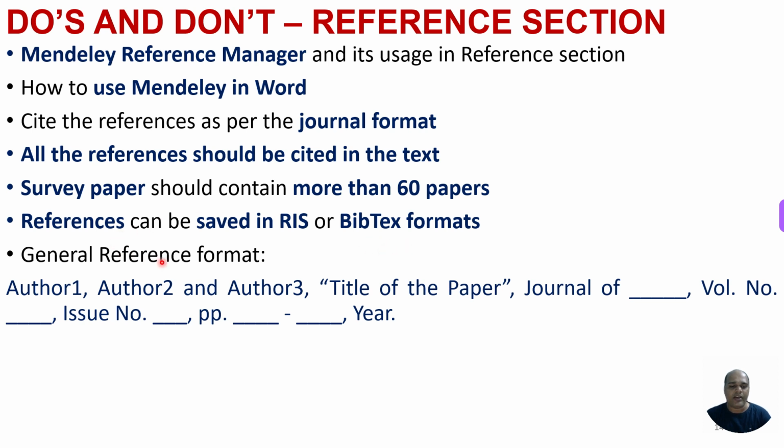The general reference format considered is, we can state the authors, author 1, author 2, and before the final author we can put 'and' author 3. Then give the title of the paper, journal of the paper, volume number, issue number, page number, and the year. So this is a general reference format, but you have to look at the journal formats. They specifically provide a certain way of ordering the information.